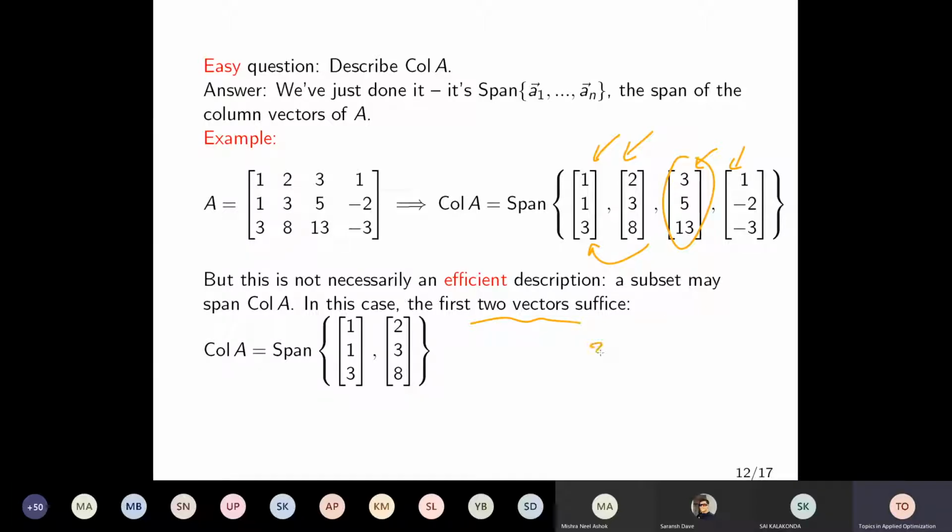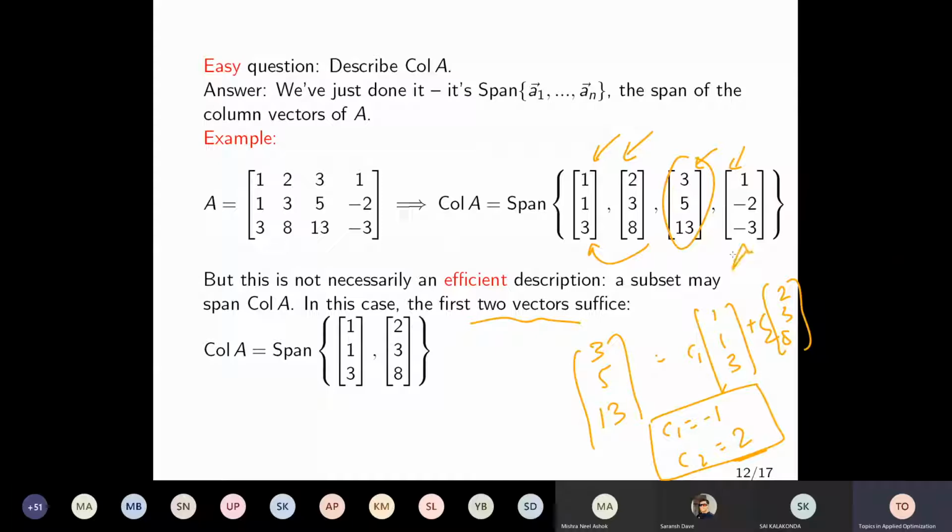So can you see how I can write 3, 5, 5, 13 using this 1, 1, 3 and 2, 3, 8? Okay, so what should I put as C1 and C2? C1 is minus 1 and C2 is 2. So with this you can check that 4 minus 1 is 3, 6 minus 1 is 5, and 16 minus 3 is 13. So this works. Similarly, you can check that this can be expressed.